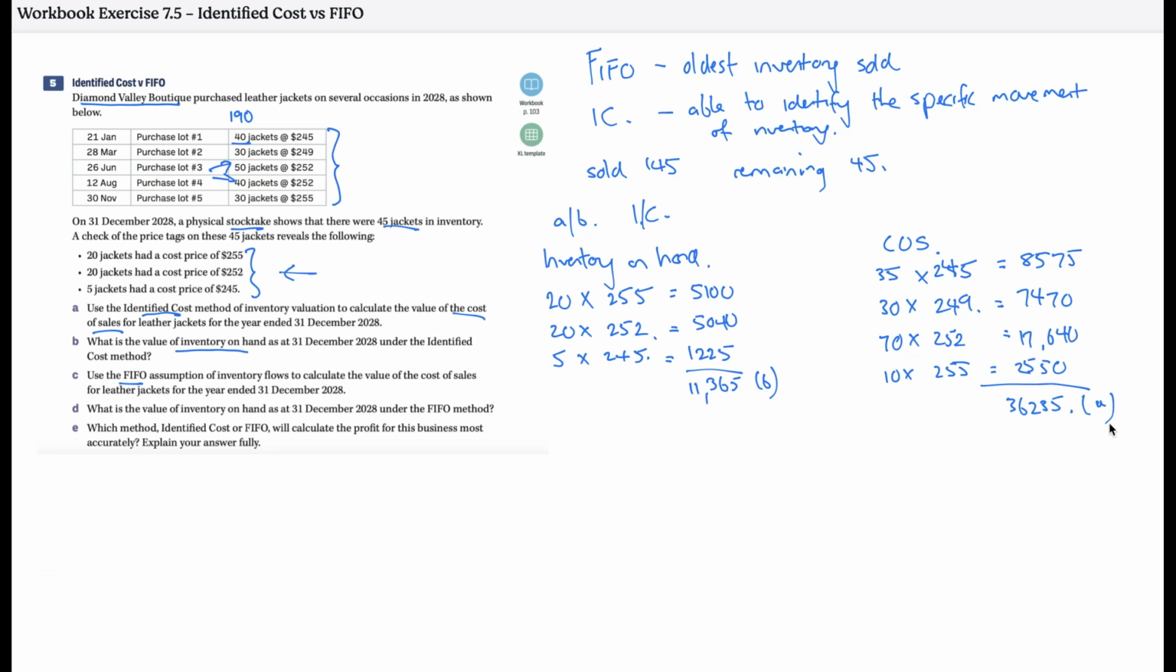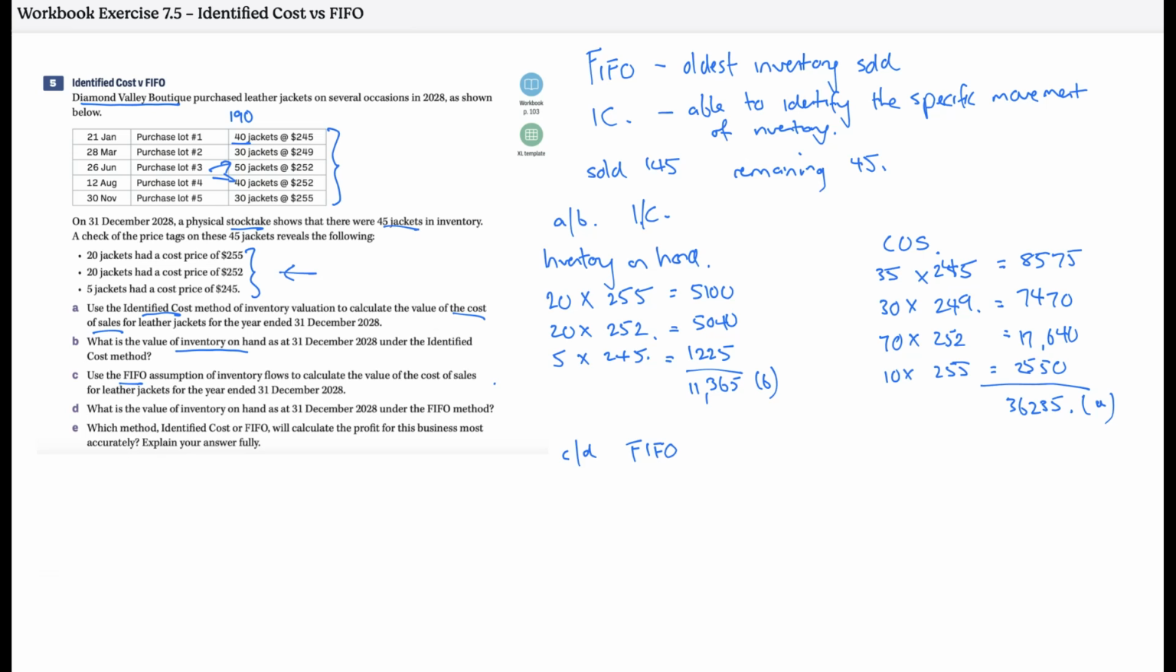So your template in your workbook looks slightly different. I'm doing it as if it's an exam question where you only have your knowledge, your intellect, and a loose leaf bit of paper, but that's how we think it through. Now, FIFO, ironically, is actually an easier question. And we're going to do C and D now, which is FIFO.